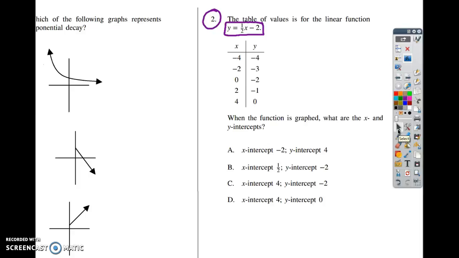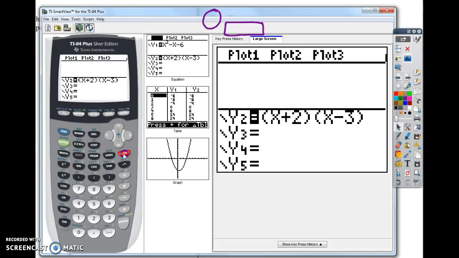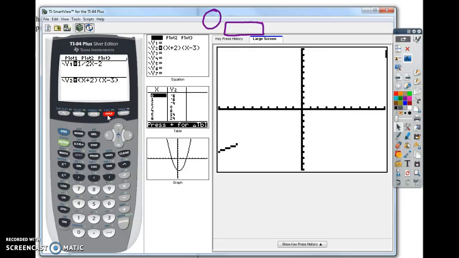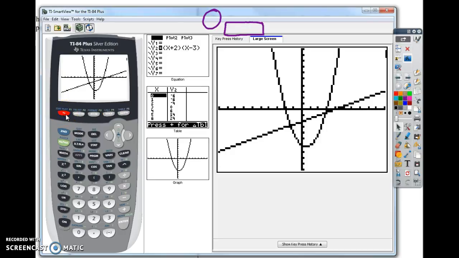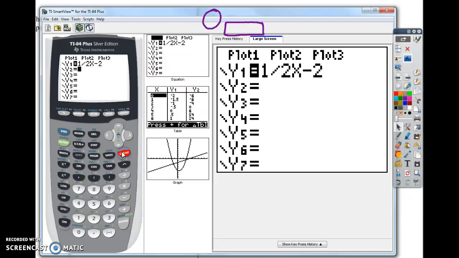So that's 1/2 x minus 2 and y equals 1/2 x minus 2. And then you hit trace. Oh wait, mine had 2. I have to get rid of the other equation.